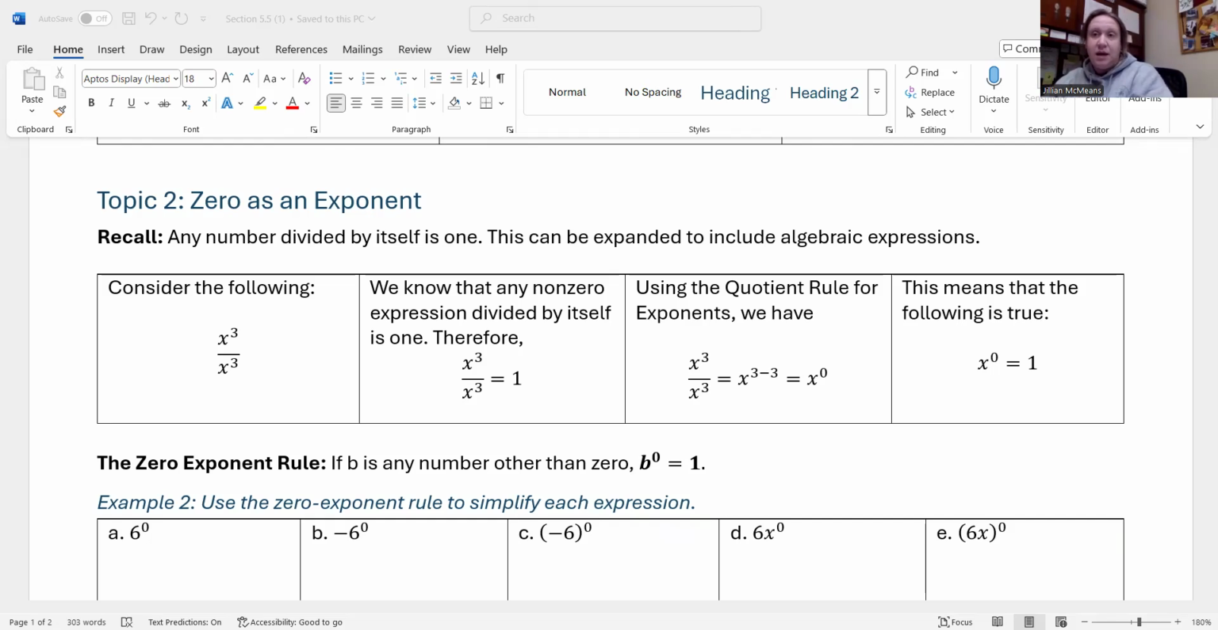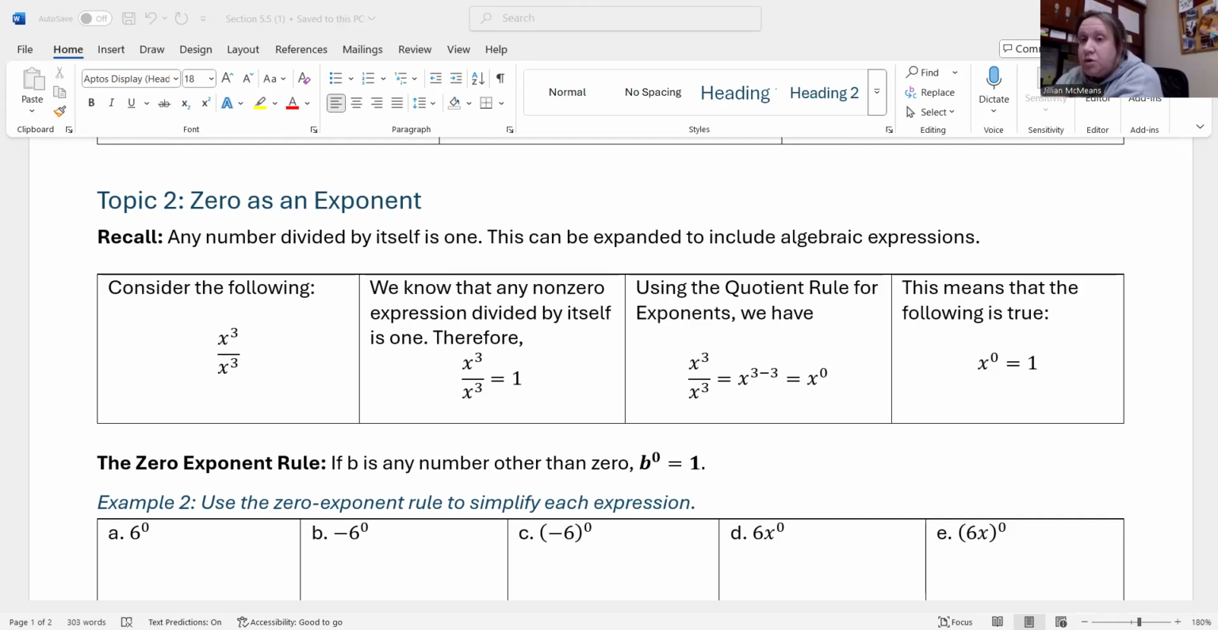expressions. So if I had something like x plus 2, sorry, I've been itchy to death with allergies. If I have something like x plus 2 divided by x plus 2, anything divided by itself is 1, so that would still equal 1. So let's look at an example here. Consider the following: we have x to the third divided by x to the third. Because any non-zero expression divided by itself is 1, x to the third divided by itself is just 1. Similarly, we just learned the quotient rule.